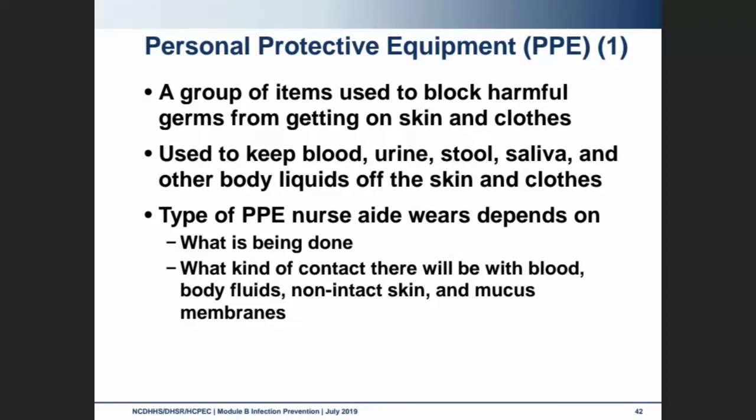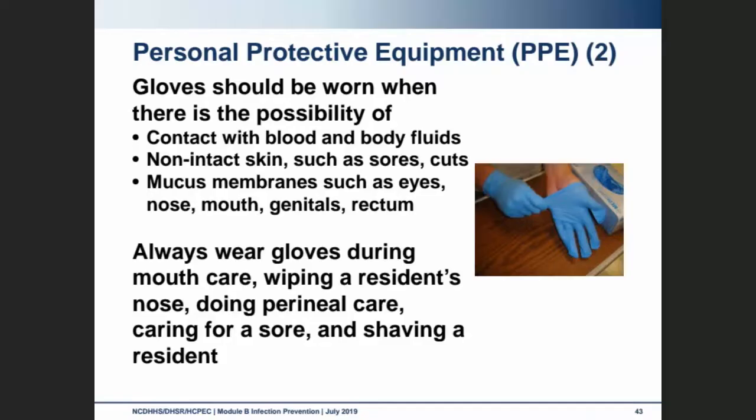So the type of PPE the nurse aide wears is going to depend on what we're doing, what kind of contact there may be with blood and body fluids and non-intact skin, and whether the person is on transmission-based precautions or not. And we will be talking about those transmission-based precautions shortly. So personal protective equipment. PPE includes gloves that protect the skin.